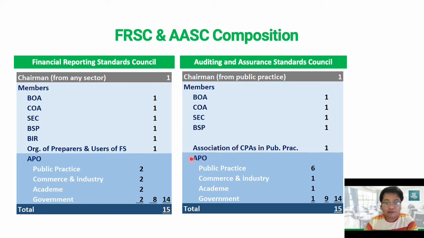But this time, it's not equally distributed. The concentration will be on public practice, so 6 members from the public practice, 1 from commerce and industry, 1 from the academe, and 1 from the government. So we have a total of 9 plus these from government offices and the Association of CPAs in Public Practice, total 14, plus the chairman, we have 15.